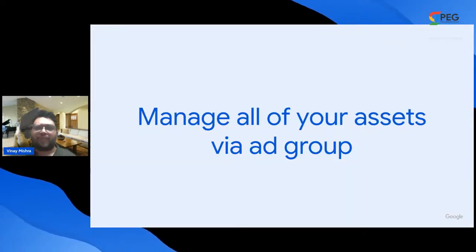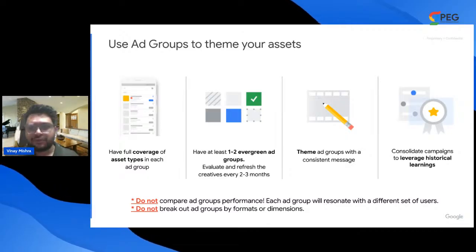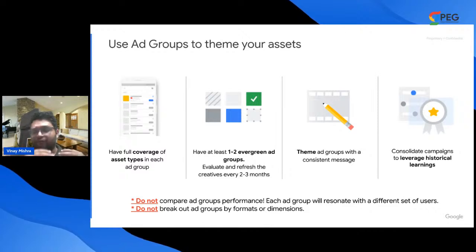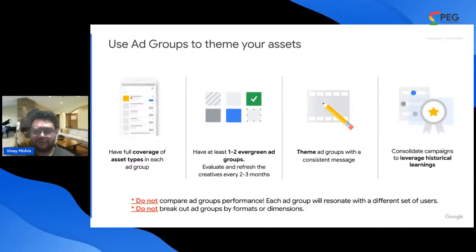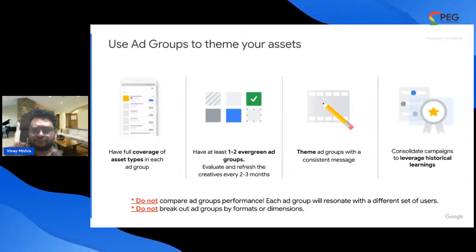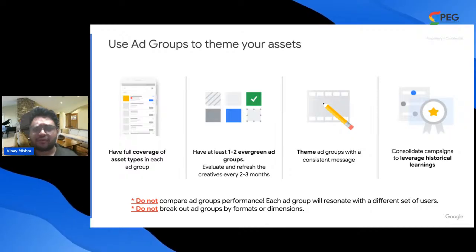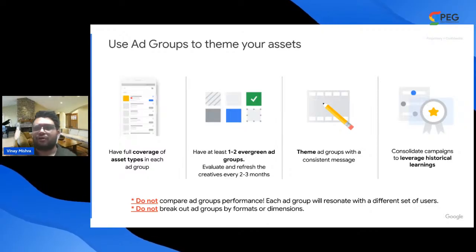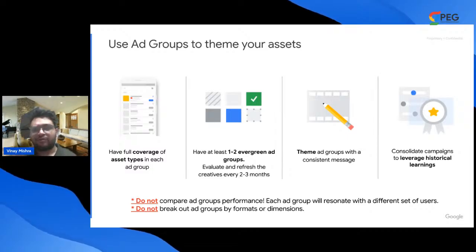Now, let's quickly talk about managing all of your assets via ad groups. When we're talking about using ad groups to theme your assets, have full coverage of asset types in each ad group. As I mentioned, make sure you have all the different types of assets and the recommended max cap that we showcased in the earlier slides, and have at least one to two evergreen ad groups. When I say evergreen ad groups, I mean one or two ad groups which are performing really well for you. These are your evergreen ad groups.